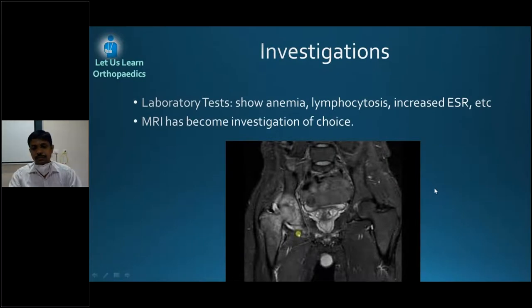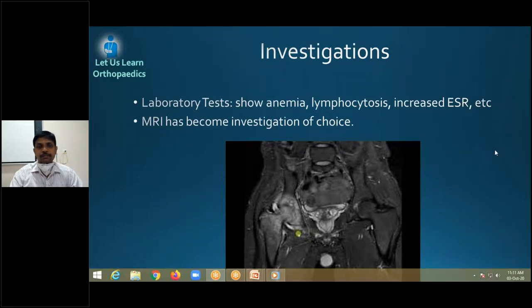Before that, what are the investigations you will do to investigate TB? The laboratory tests include the basic blood investigations you should think of: hemoglobin. If there is TB, the hemoglobin will be very low, and the inflammatory response, that is the lymphocytes, will be increased, and there will be increased ESR. So lymphocytosis, anemia, and increased ESR, these are the blood parameters that will be shown.